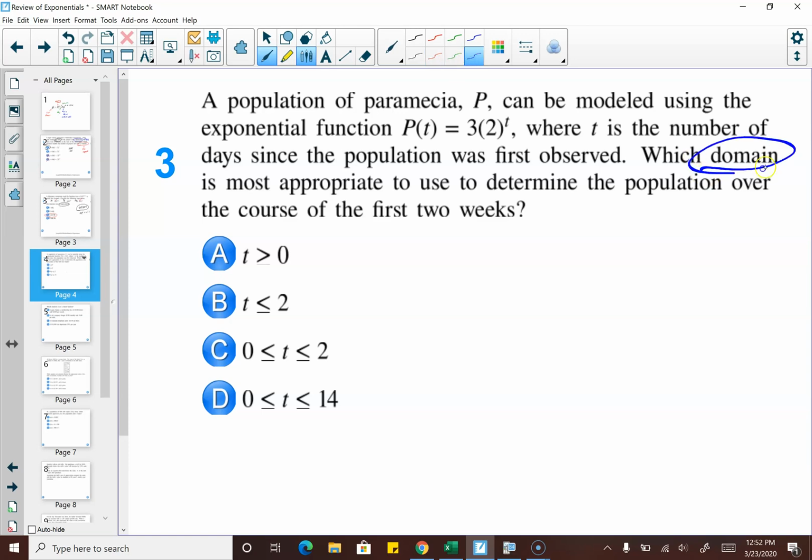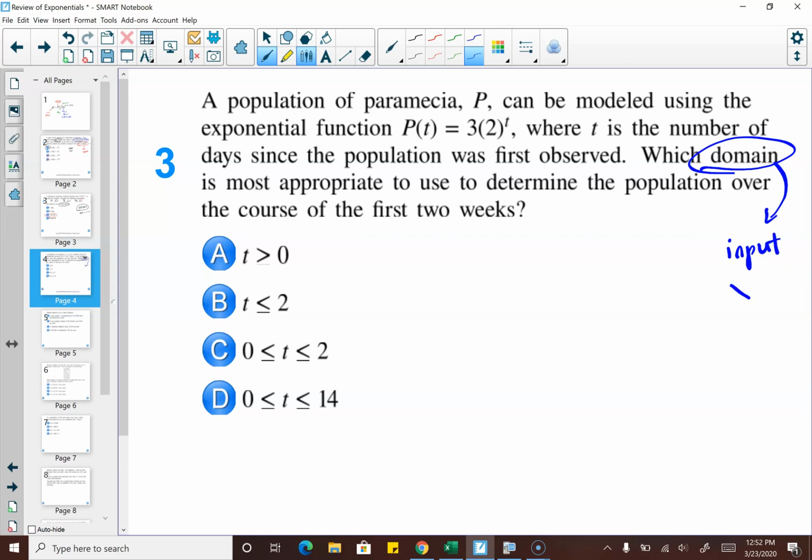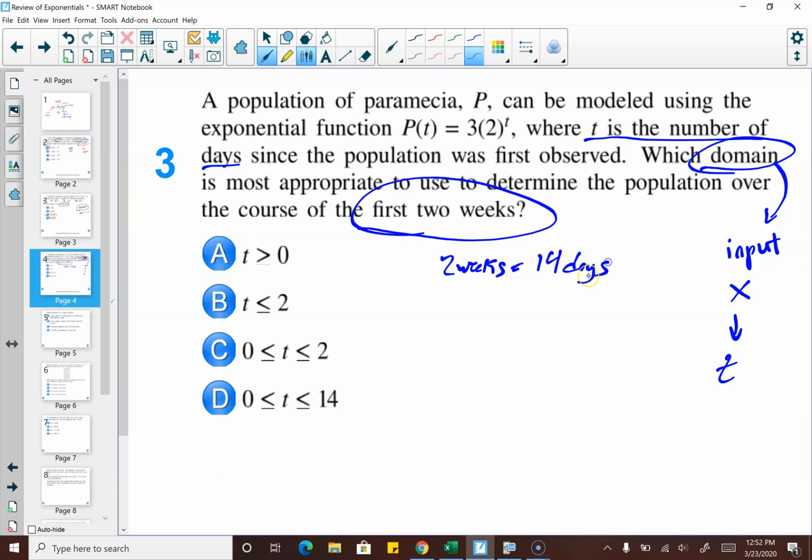So domain, remember, domain is our input, which is usually x, but in this case is going to be our t values. So if they want the first 2 weeks, and it says t is the number of days, well, 2 weeks equals 14 days. So if we want to cover our domain for the first 2 weeks, that means we need to go from 0 days to 14 days.